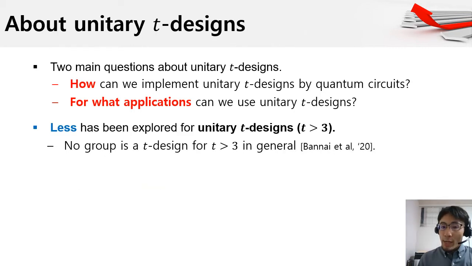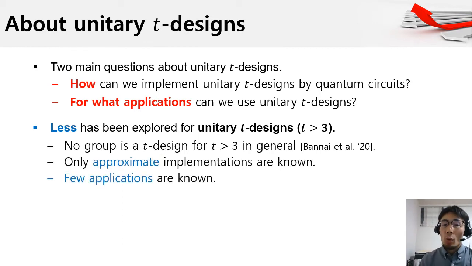In contrast to the situation of unitary 2 and 3 designs, less has been explored for unitary T designs when T is greater than 3. One difficulty in this case is that no group is a unitary T design for T greater than 3 in general. So it is very non-trivial to construct a quantum circuit that can implement unitary T designs. Indeed, so far, we know only approximate implementations of unitary T designs for general T. And also, we don't know many applications.